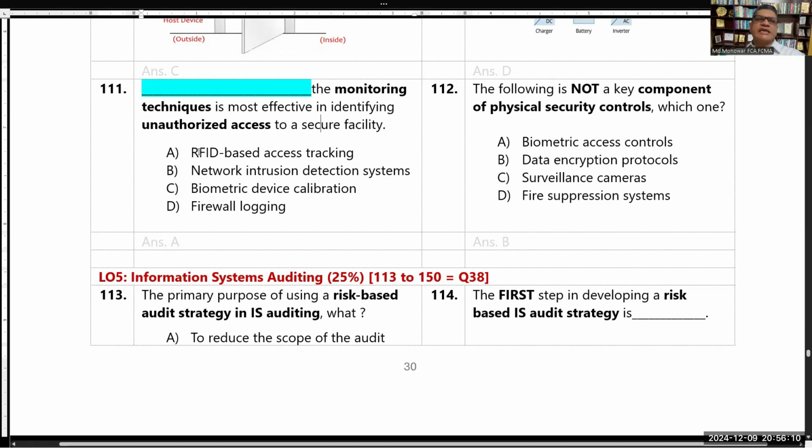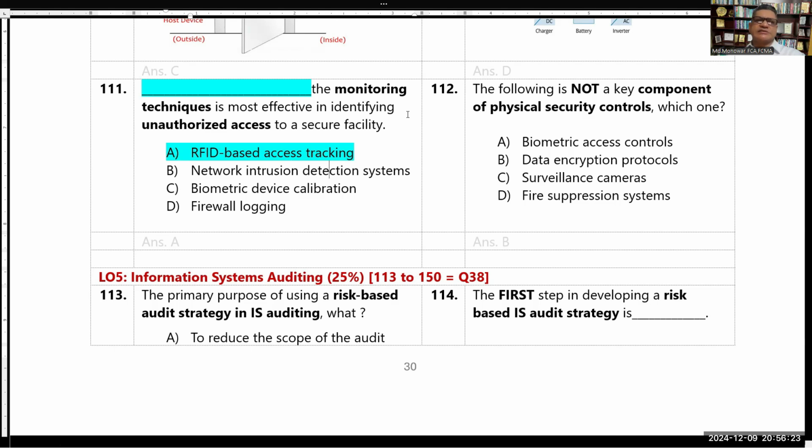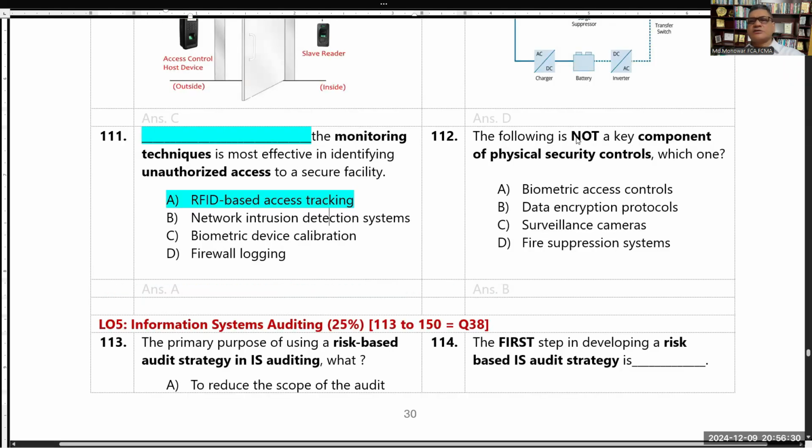Here, card-based access tracking is the monitoring technique most effective in identifying unauthorized access to a secured facility. Answer A.